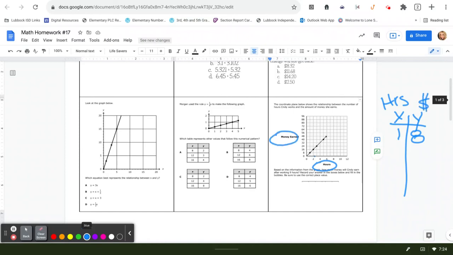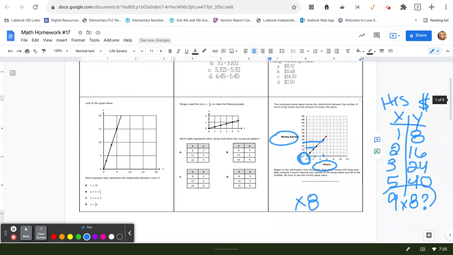The next one, she worked 2 hours and made $16. She worked 3 hours and made $24. She worked 5 hours and made $40. Look here. This runs straight through the origin. So you're multiplying, and I can see times 1 gave me 8. That means the pattern is times 8, because 1 times 8 is 8. 2 times 8 is 16. So all they are asking for is, what is 9 times 8? That will be your answer.